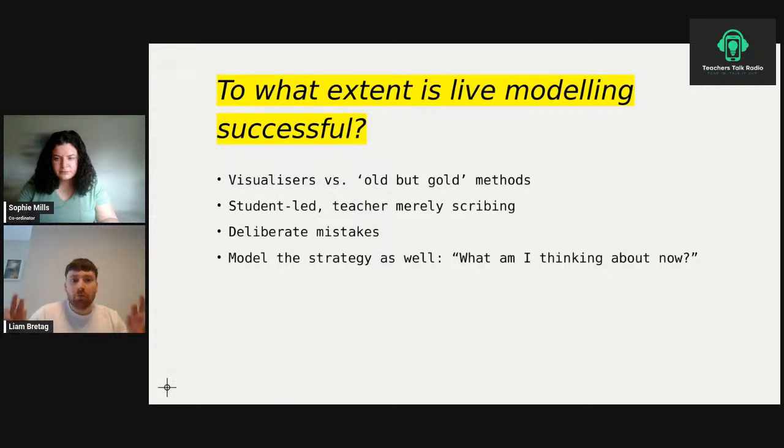You've also got the old but gold methods, where you are writing it on the board rather than using the visualizer, and they are copying it straight down into their books, which I think there's merit for both of them, to be honest. Student-led ones are where I would choose one of the strongest students in the class to tell me what they're thinking at this point, because we all know students learn better from hearing from themselves, because it's in that student-friendly language that they'll be able to describe stuff to each other.